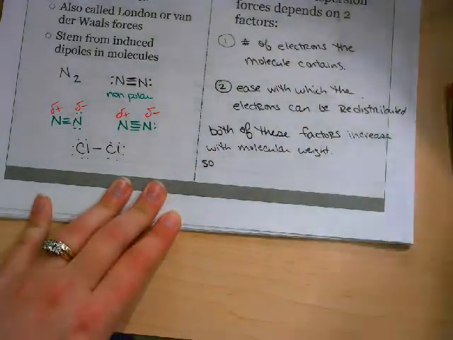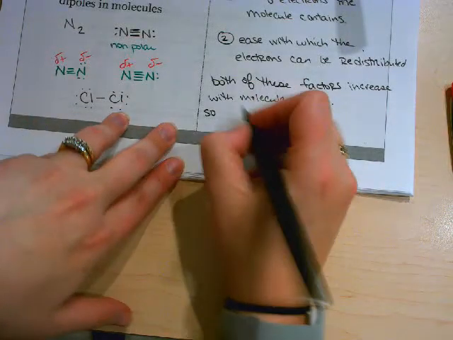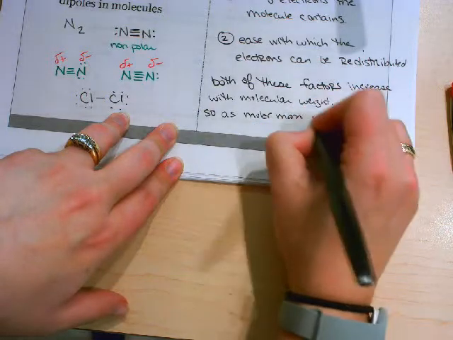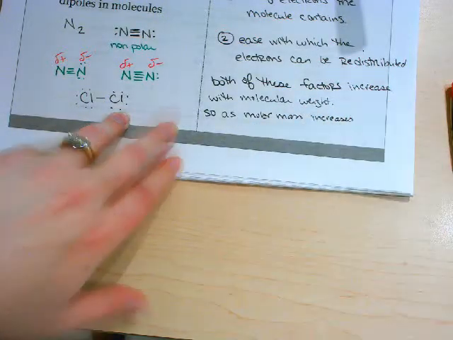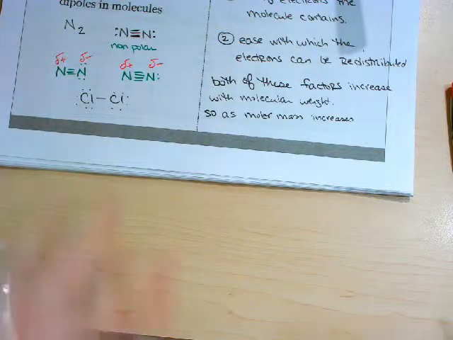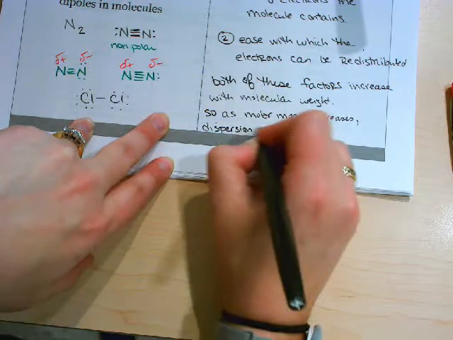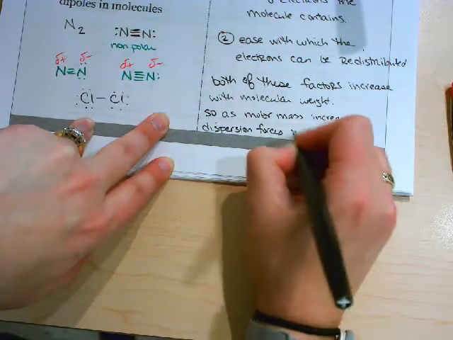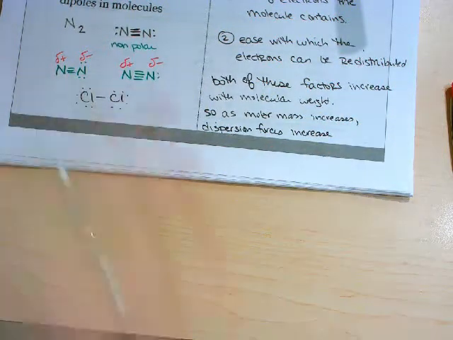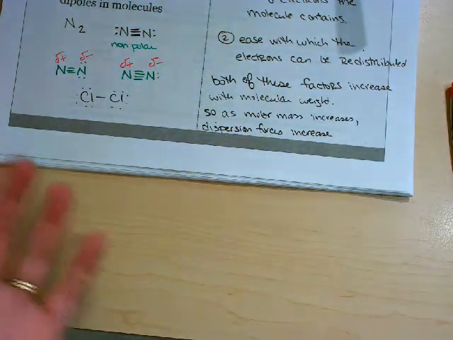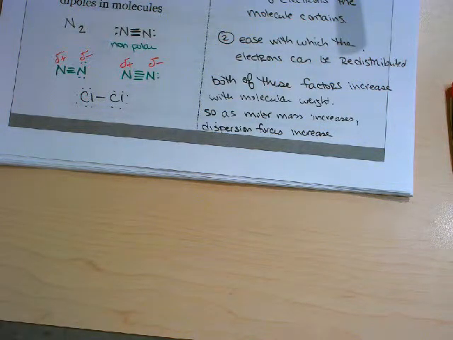So, our big conclusion. As molar mass increases, the dispersion forces increase, right? Because they're more likely to be a dipole. If they're more likely to be a dipole, they attract other molecules easier. And so the heavier the atom, the greater the increase in dispersion forces.